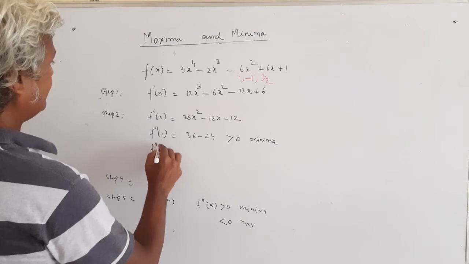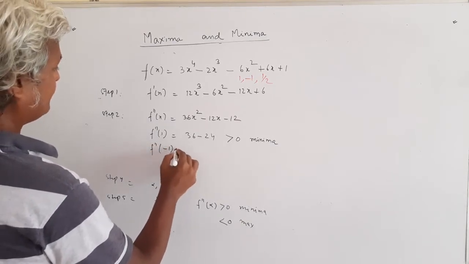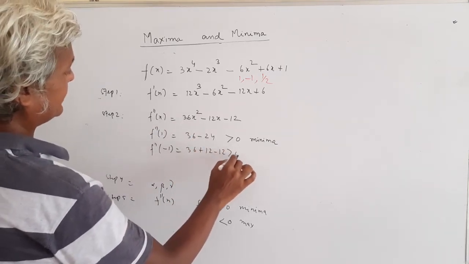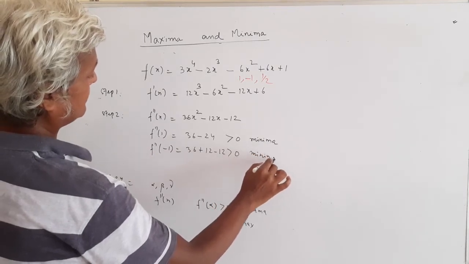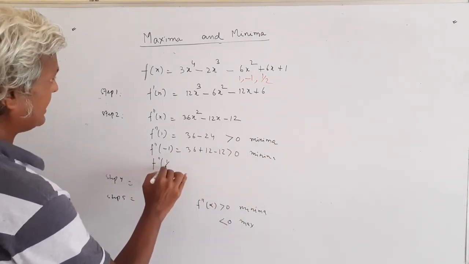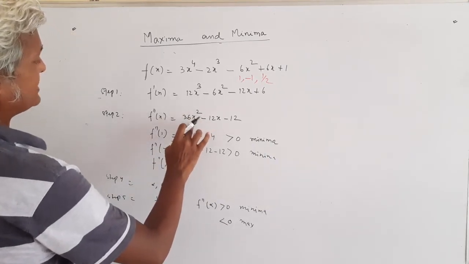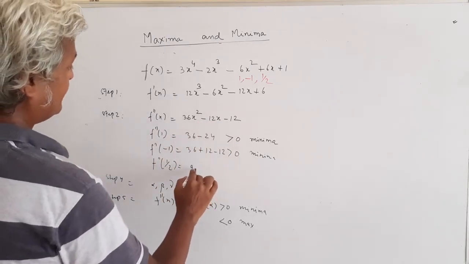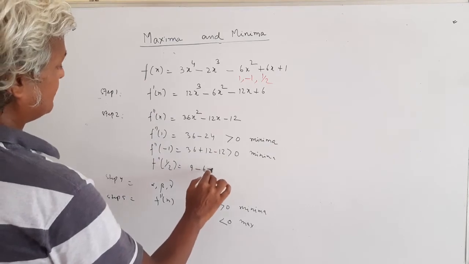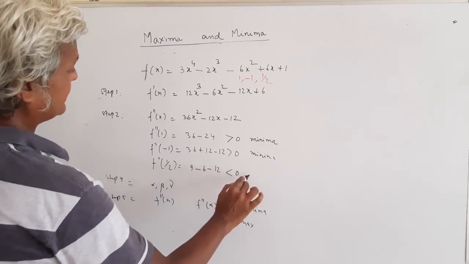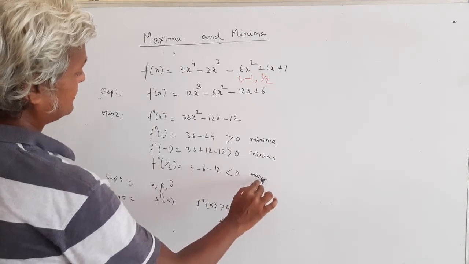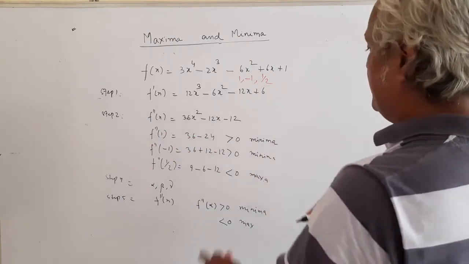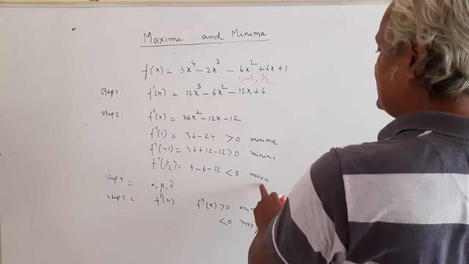Now I write f double dash minus 1. So this will become 36 plus 12 minus 12, again greater than 0. So this is minima. And then if I find f double dash half, so half square is 1 by 4, 36 into 1 by 4 is 9. And this is minus 12 by 2, that is 6, so 9 minus 6 minus 12. You are getting a negative. So this is maxima. So you can see this function is minima at x equal to 1, minima at x equal to minus 1, and maxima at x equal to half.